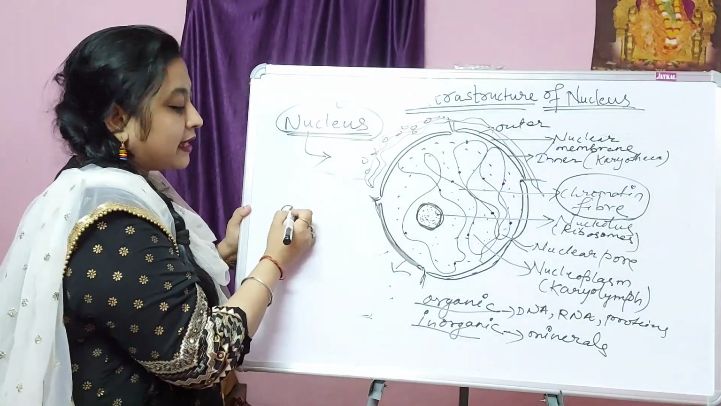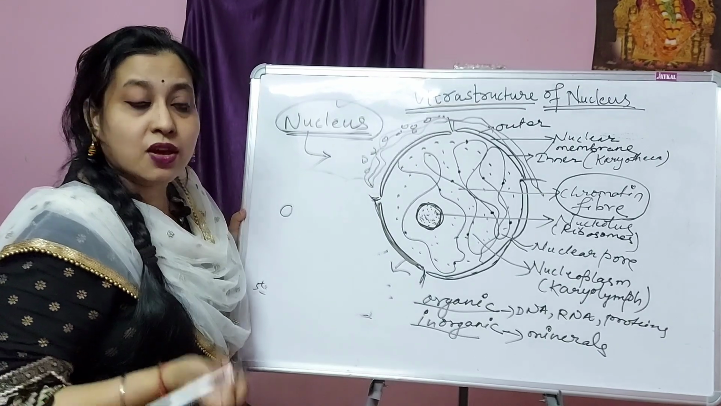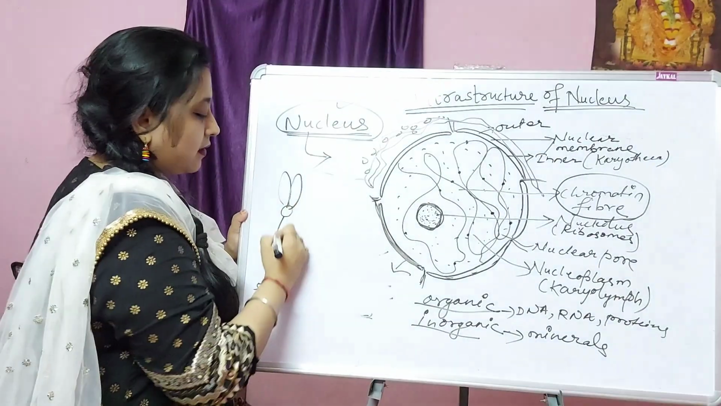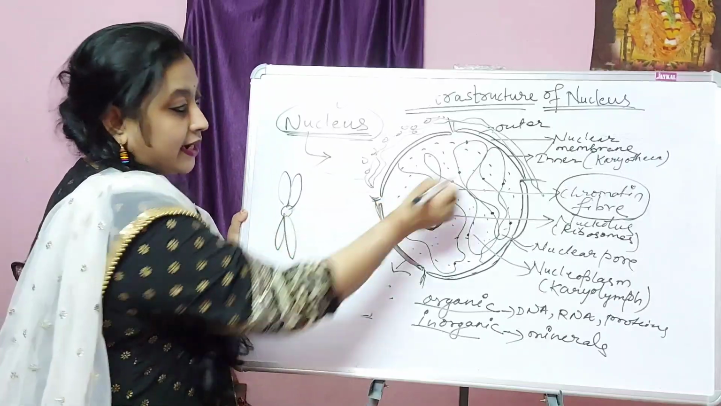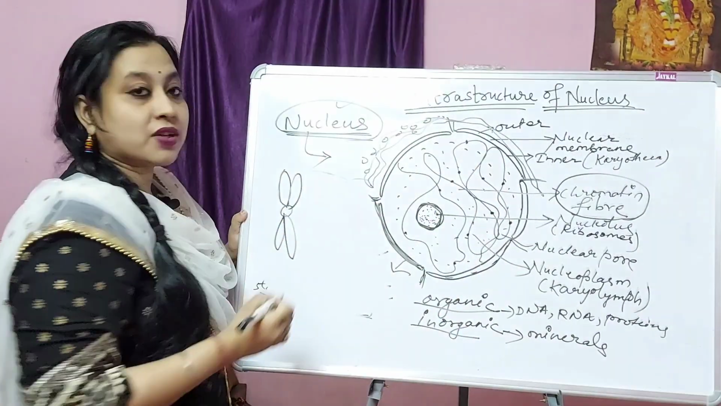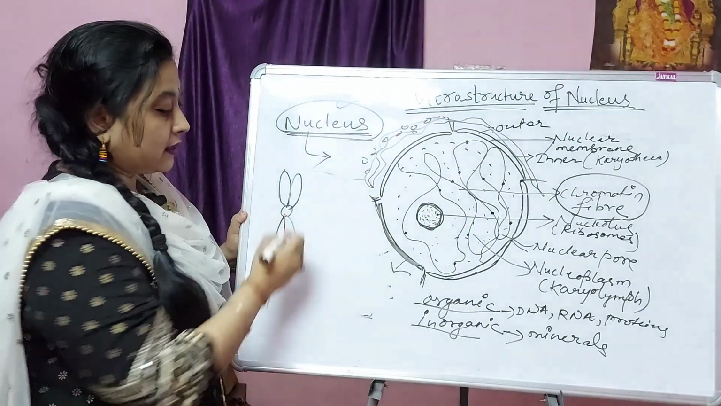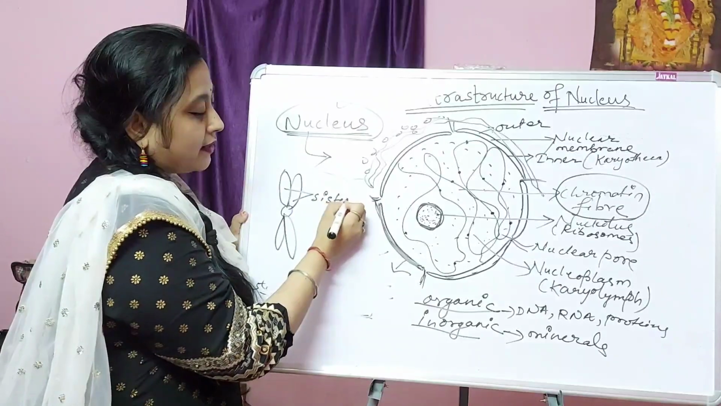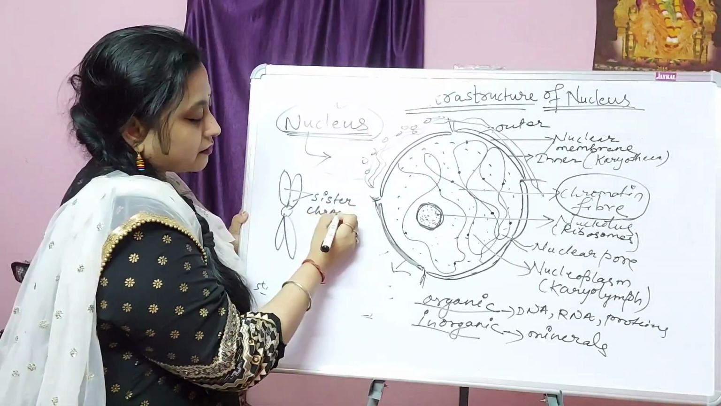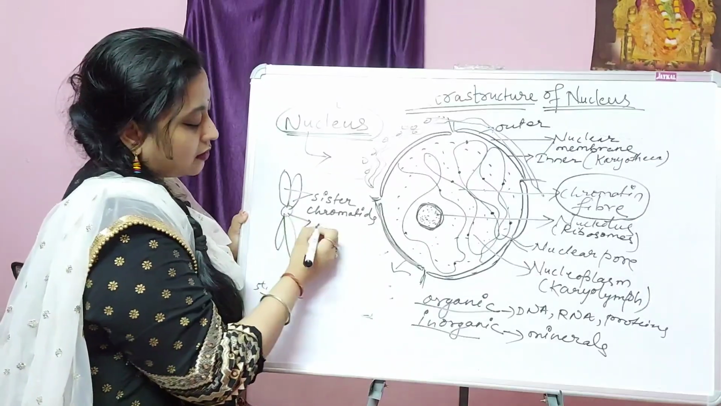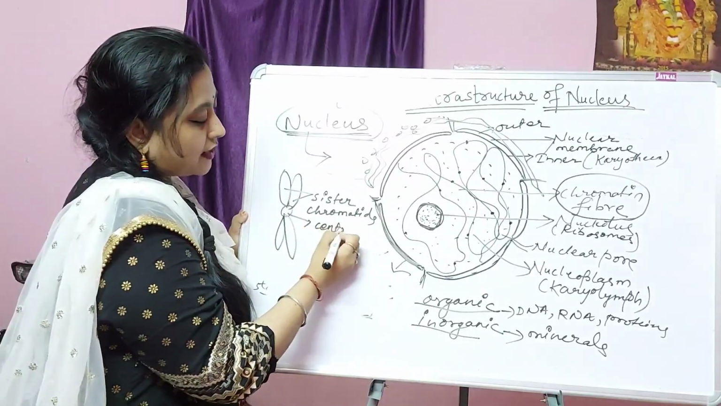But during cell division, whether it is mitosis or meiosis, this thread-like structure looks like the ribbon-like structure called chromosome. These are the two sister chromatids. These are the sister chromatids. The constriction is called centromere.